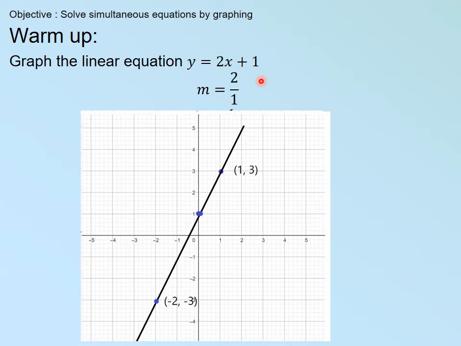If I take any point on this line, it should satisfy this equation. What do I mean by this? If I take, for example, this point, 1, 3, x is 1, y is 3, replace x by 1. 2 times 1 is 2, plus 1, 3. Yes, I get y equals 3. Negative 2, negative 3. Let me try to substitute x by negative 2. 2 times negative 2 is negative 4. Negative 4 plus 1 is negative 3, so I get y equals negative 3. This must work at any point on this line.